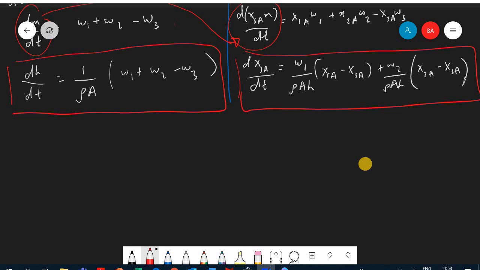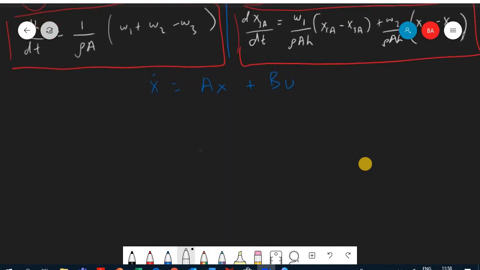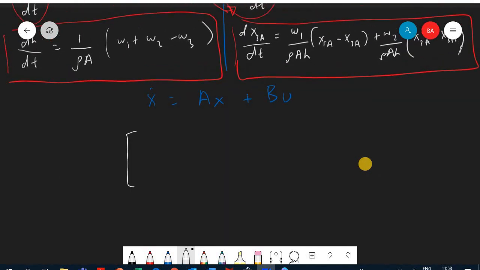If you can recall, I'm trying to build up my x dot, which is equal to Ax plus Bu. And in this case, what is x dot? x dot is my system here, right? x dot is h dot and x3a dot. And what is the matrix A? Matrix A is the first function, so I have the first function here. This is a function of all the state variables, which are h and x3a, and all the input variables.